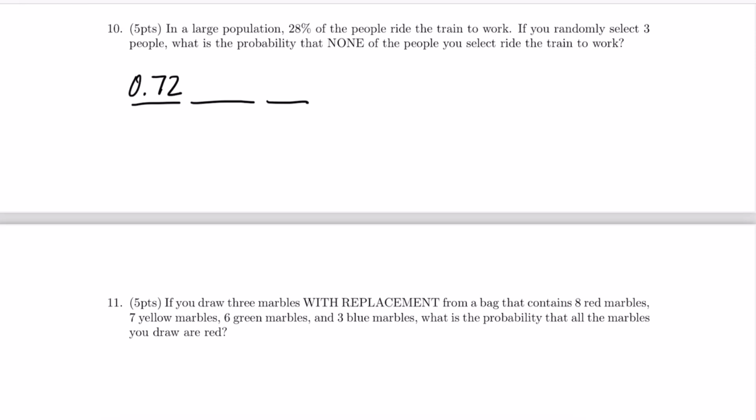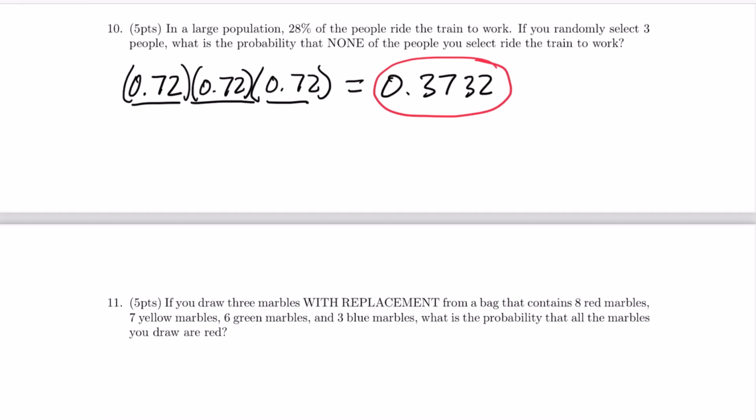to account for it. So that means that we can just do 0.72 for our second probability and for our third. And again, technically it's probably 0.7199999999 or something like that. But it's close enough that we can just account for it in this way. So when I calculate that out, that gives me 0.3732 as my probability that none of the people I select ride the train to work. So that would be question 10.